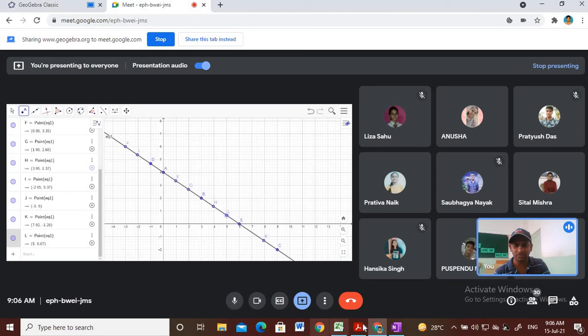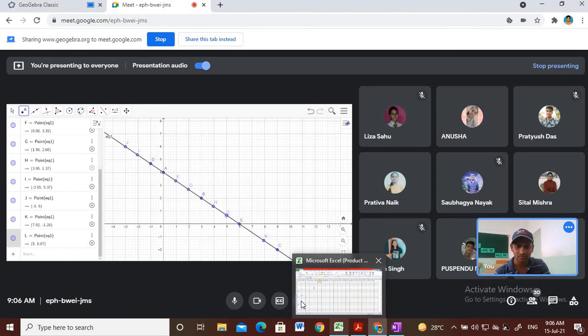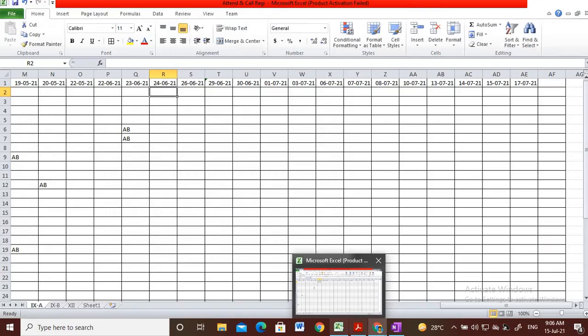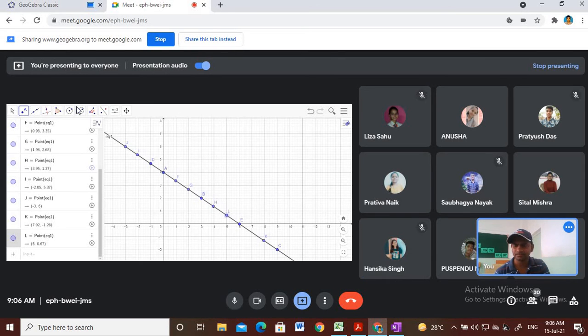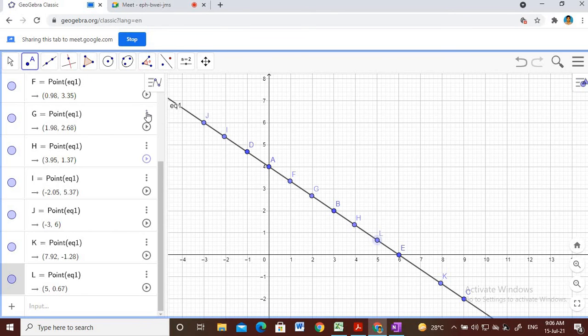See here on GeoGebra, let me type that equation. So deleting all this.